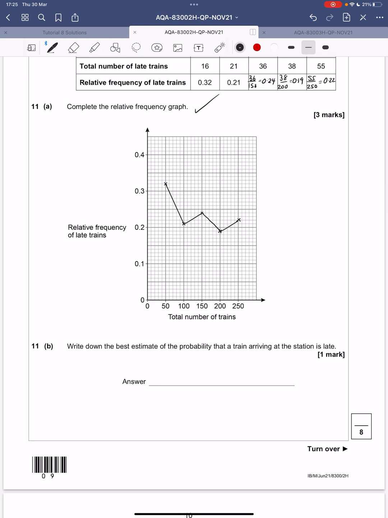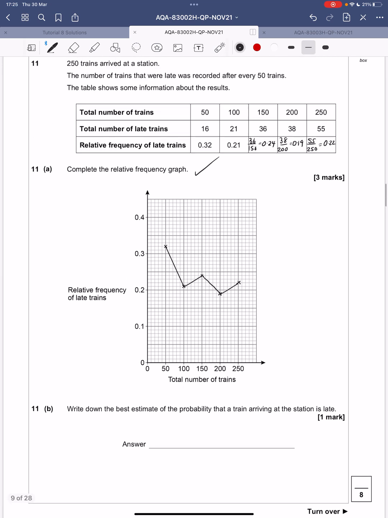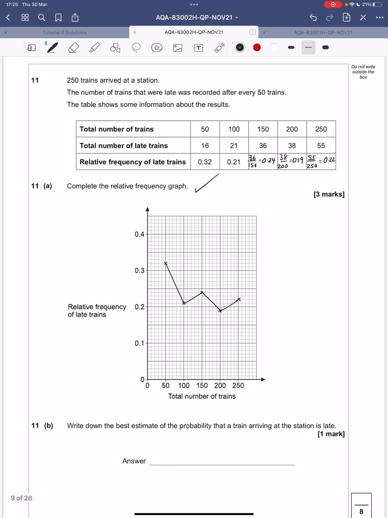Write down the best estimate of the probability that a train arriving at the station is late. The best estimate, 1 mark. I would say it's the largest one here, because as you get more and more trains, you get closer to the probability of a train being late. So 55 out of 250, I would say the best estimate is 0.22.